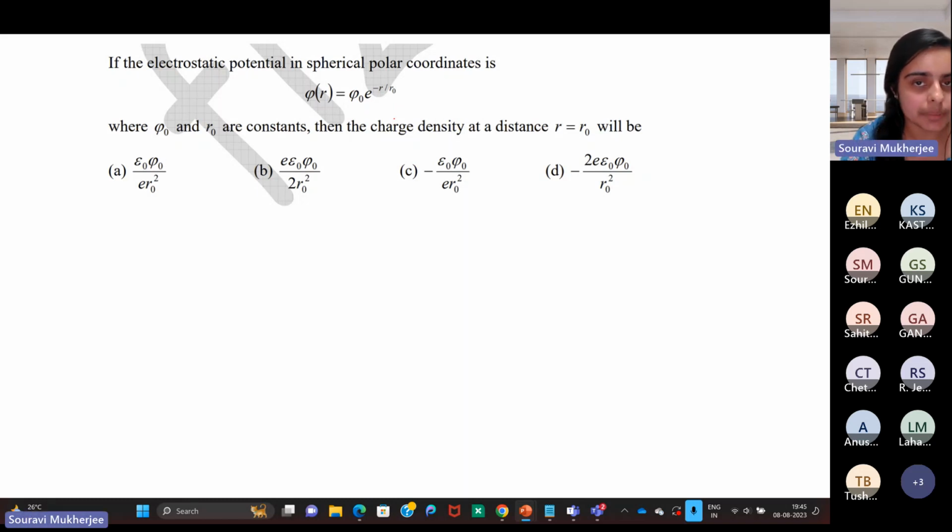But now if you directly put any value of r here, like any positional value, that means you are losing on the information of the positional dependence. Then it's no longer a function of r, right? Then it's a constant. You understand my point? Okay.